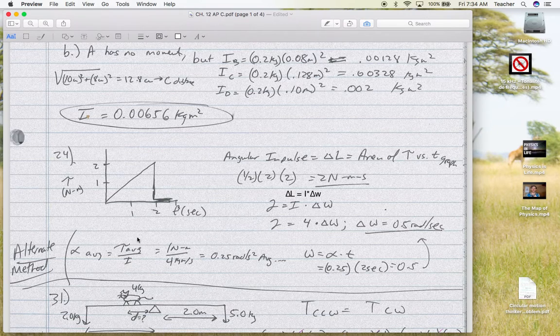Another method would be to figure out the angular acceleration and multiply it by the total time. That's a little tougher because here the torque is not constant. I took an average value of torque since it looked like it was increasing linearly. It's 1 newton meter divided by the 4 kilogram meters squared, which we were given as the inertia, and got 0.25 radians per second squared, multiplied that by 2 seconds. I think this is the more appropriate way to do that.